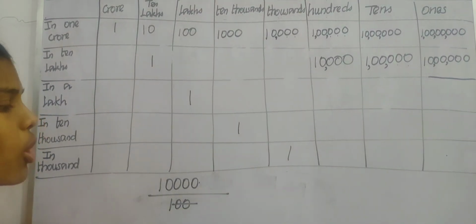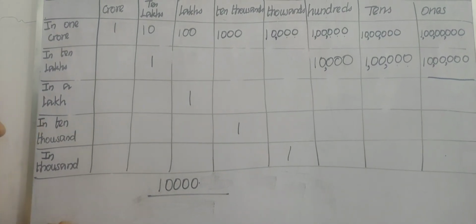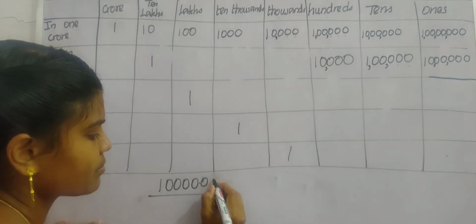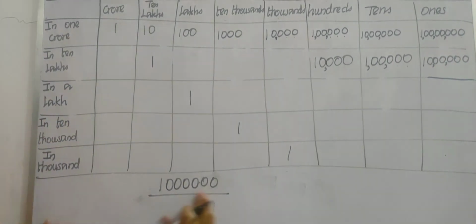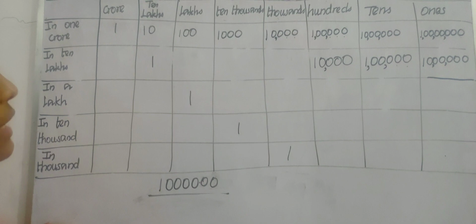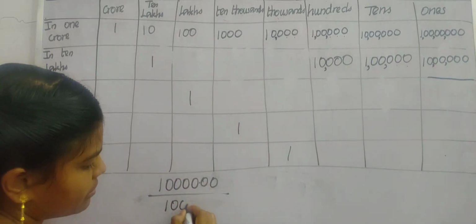So 10 lakh is the smallest 7-digit number, right? 1, 2, 3, 4, 5, 6, 7. Okay, smallest 7-digit number. So we are going to find for 1000, right? So we need to put 1000 here.